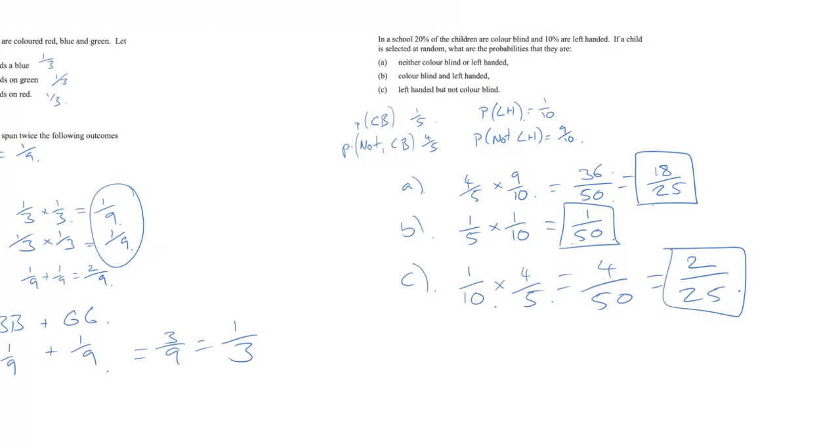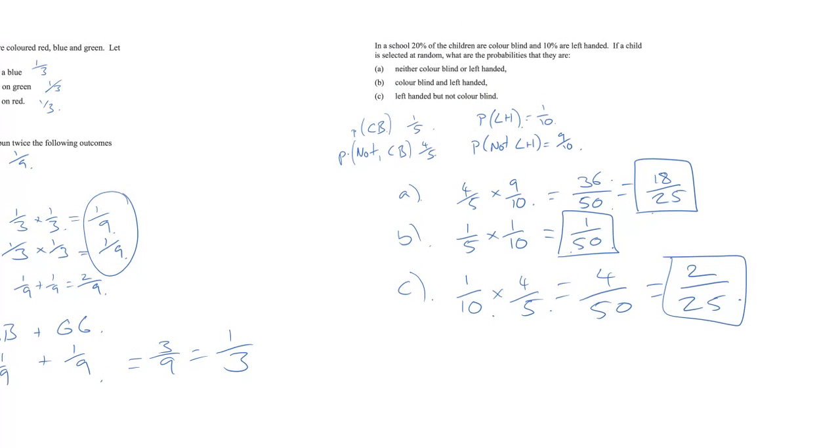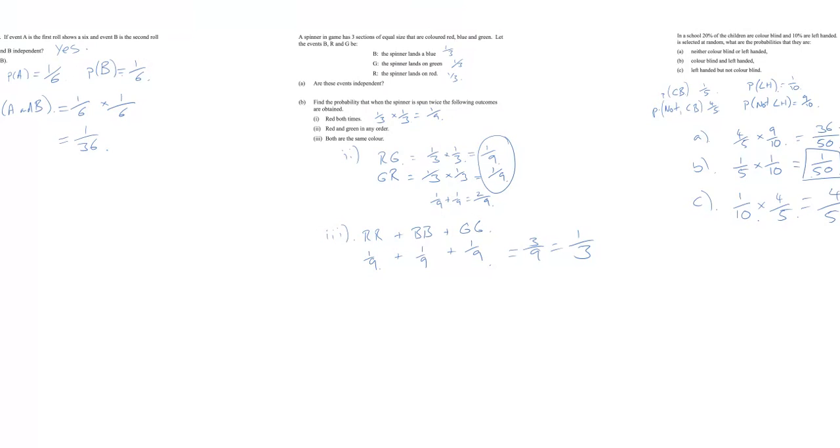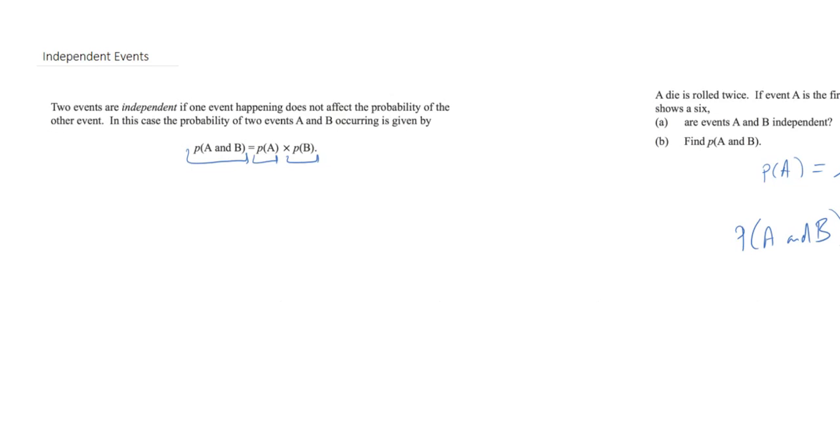Okay, so hopefully you've understood that this golden rule for independent events is multiplied. But when we're collecting up different events that could happen, we're going to need to add those. Okay, hopefully you understood this video and hopefully you can answer the question.